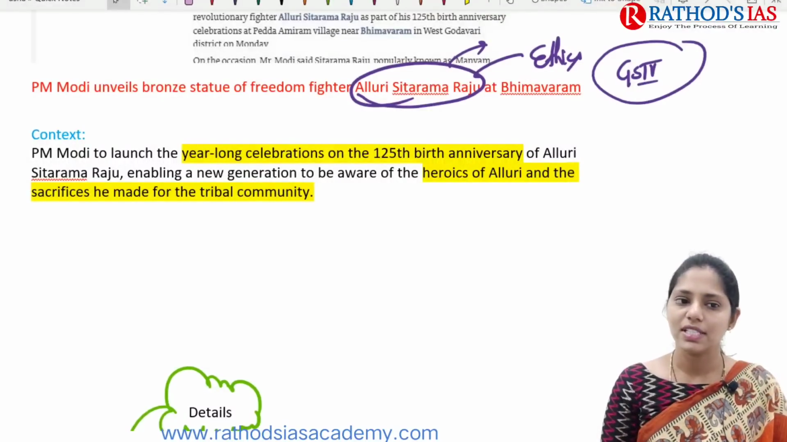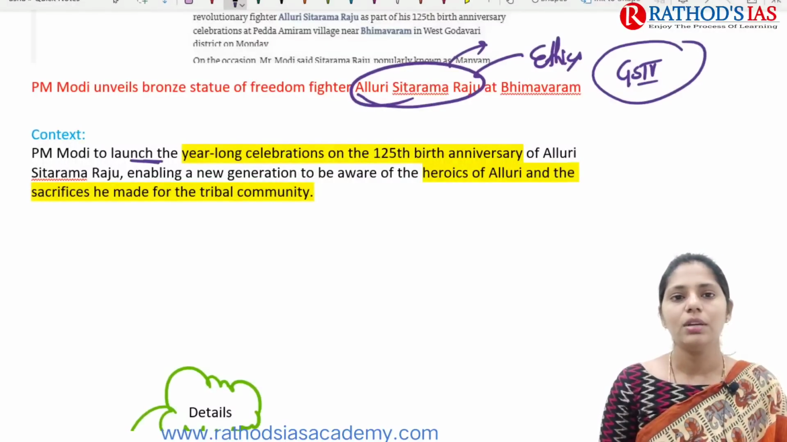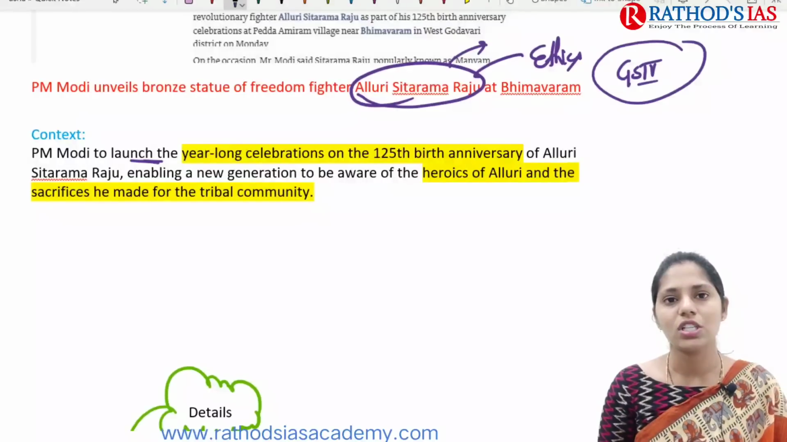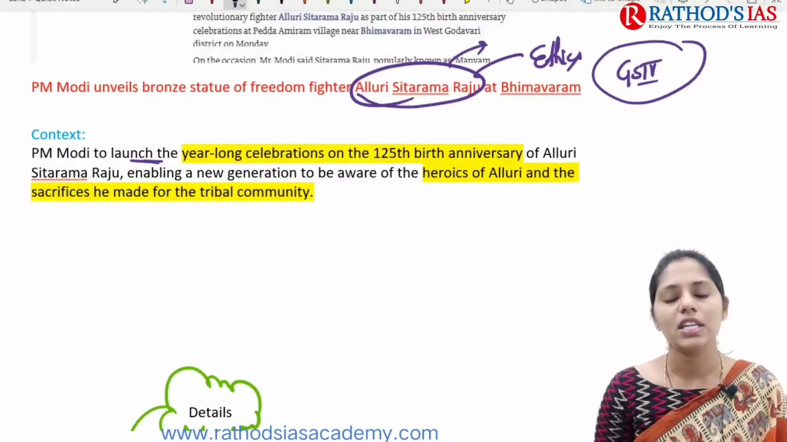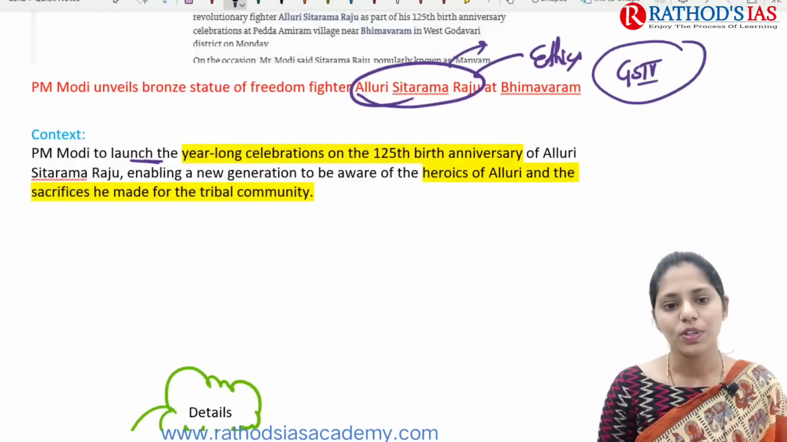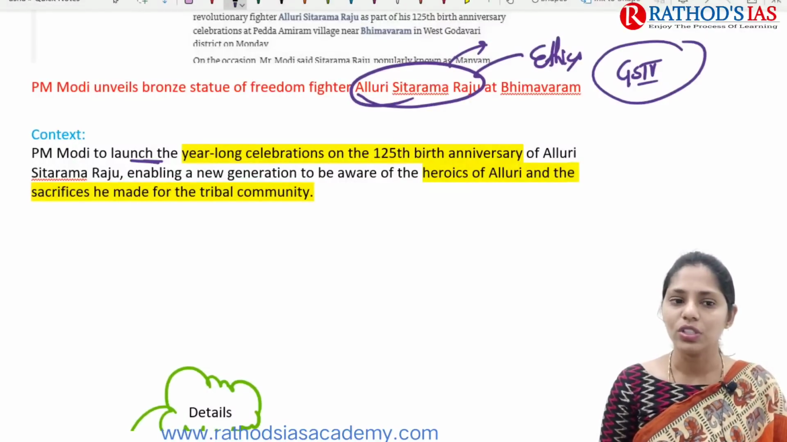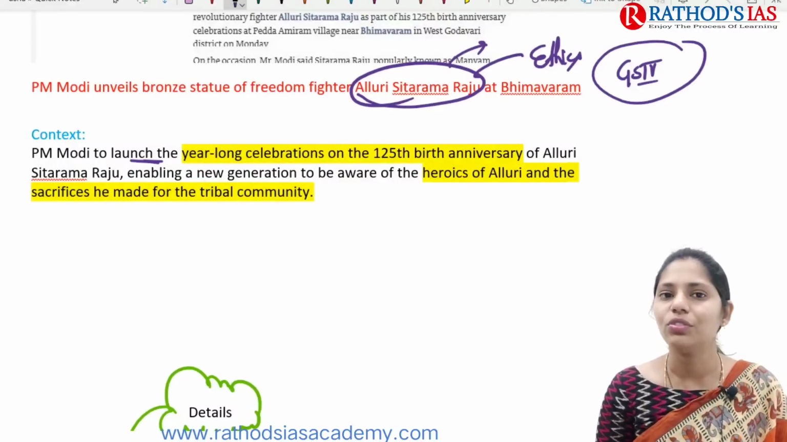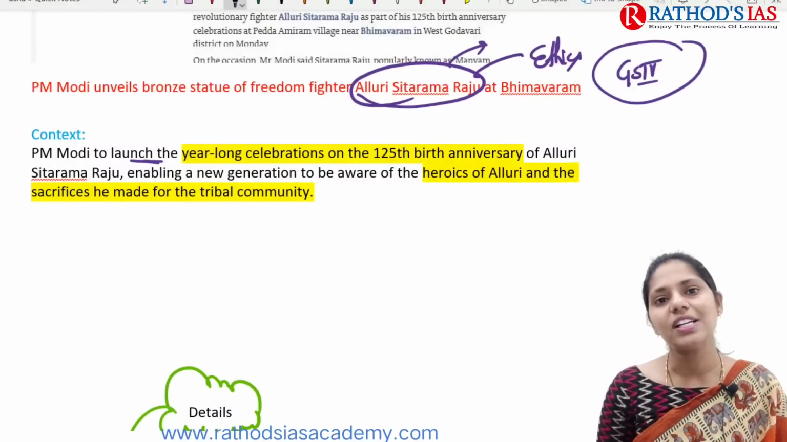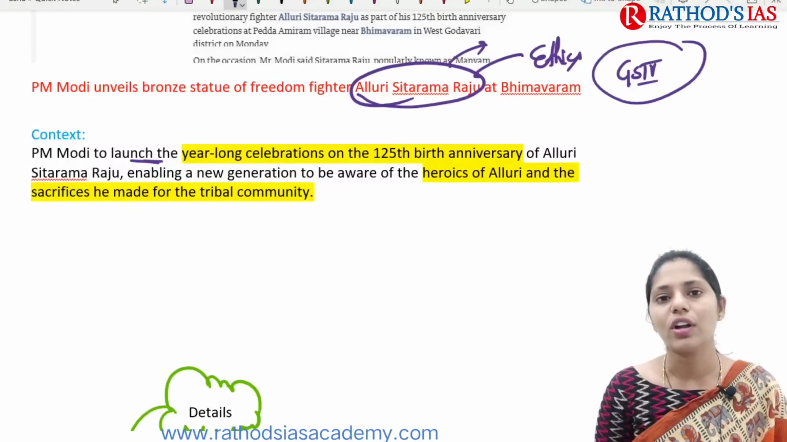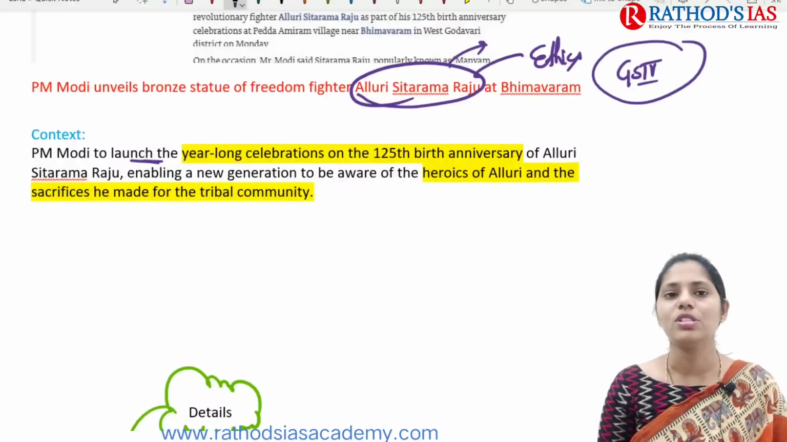If you see the context, it mainly says that our Prime Minister Modi may launch this year-long celebration on the 125th birth anniversary of this Alluri Raju, and he wants to unveil this statue because he wants this new generation to know about the heroics of this Alluri Raju and the sacrifices he made for the tribal community. Yes, surely the next generation needs to know about the importance of this Alluri Raju, because especially now the tribal people present in different parts of our country are facing a number of issues. Yes, we need to also focus on these tribal people because they also are part of our society.